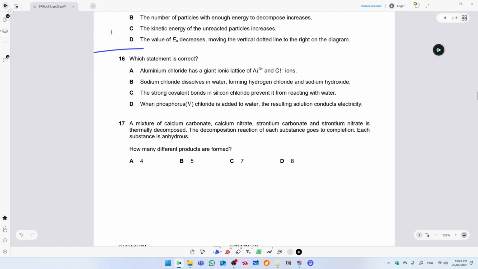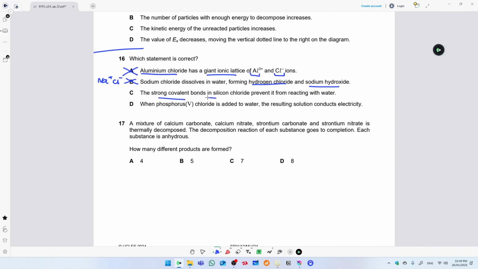Question 16 asks, which statement is correct? Aluminium chloride has a giant ionic lattice of Al3+ and Cl-? No. In general, we know that AlCl3 exists as a simple covalent structure. Sodium chloride dissolves in water, forming hydrogen chloride and sodium hydroxide? No, it only dissolves, forming Na+ and Cl-. It is the same with MgCl.